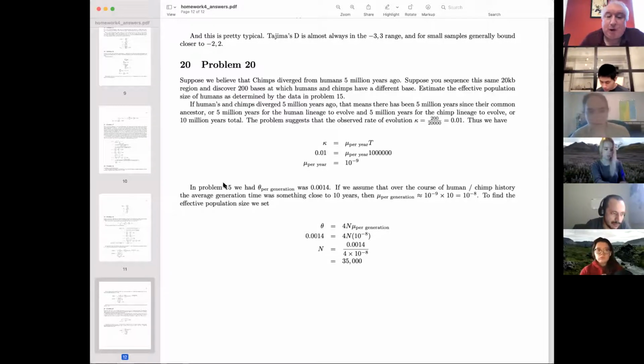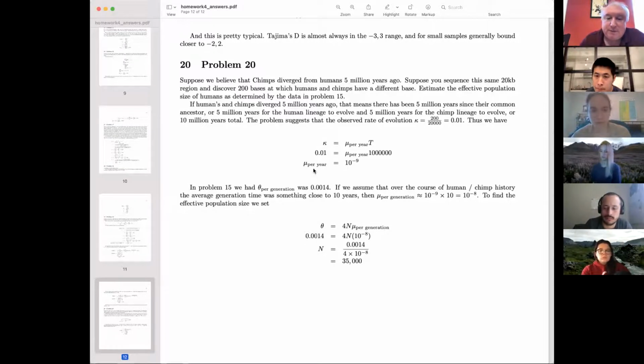Now, for me in problem 15, my estimate of theta was 1.4 times 10 to the minus third. You had 9 times 0.6 times 10 to the minus fourth. They're off a little bit, but we're not going to worry about that little difference. But the big thing to say here is theta, the mutation rate for everything we've done so far, has been per generation. Nothing we've ever done in this class, nothing we ever will do in this class is the mutation rate on a per year basis. It's always on a per generation basis.